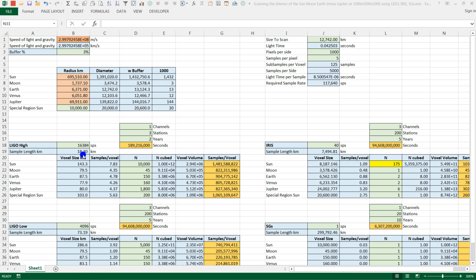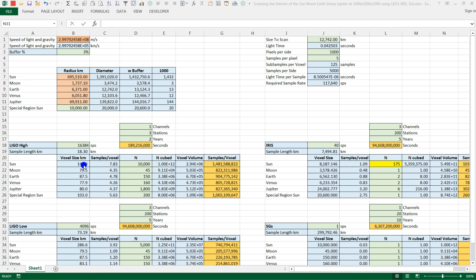Now, at this rate, the samples they're picking up are coming in at the speed of light and gravity, which are the same thing. So in 1/16,384th of a second, light will travel 18 kilometers roughly. Okay, so that's it. So now here, what I did was for the Sun.